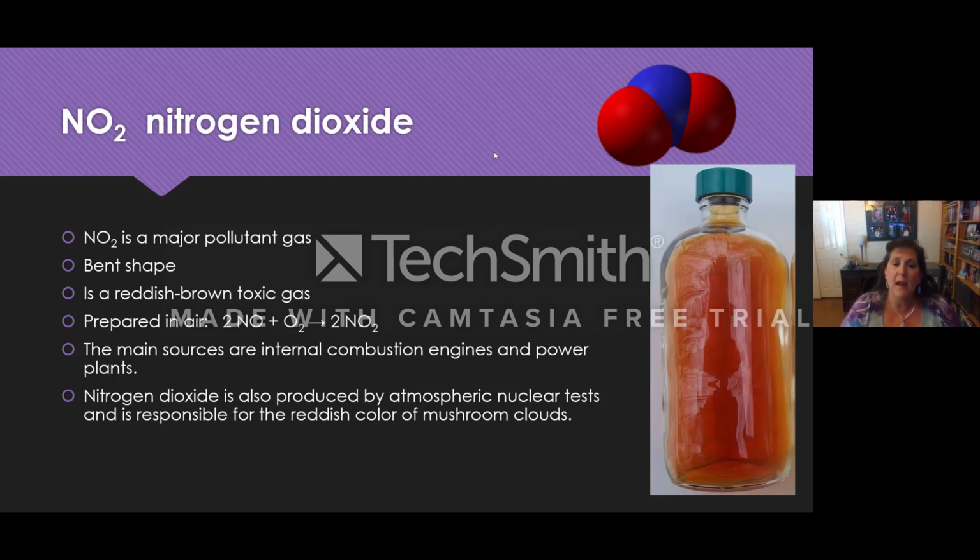So it can be prepared in air. We can take a couple of NOs plus oxygen and make a couple of NO2s. The main sources of NO2 are cars, the internal combustion engine, and power plants, coal power plants. Nitrogen oxide is also produced by nuclear tests and is responsible for the reddish color of the mushroom cloud from those nuclear tests.